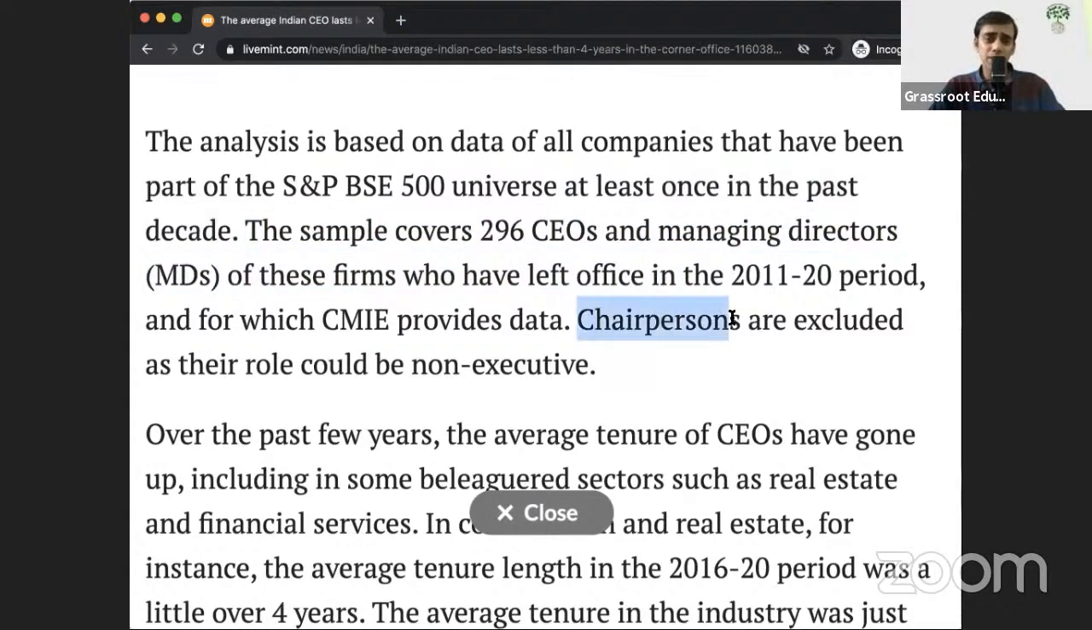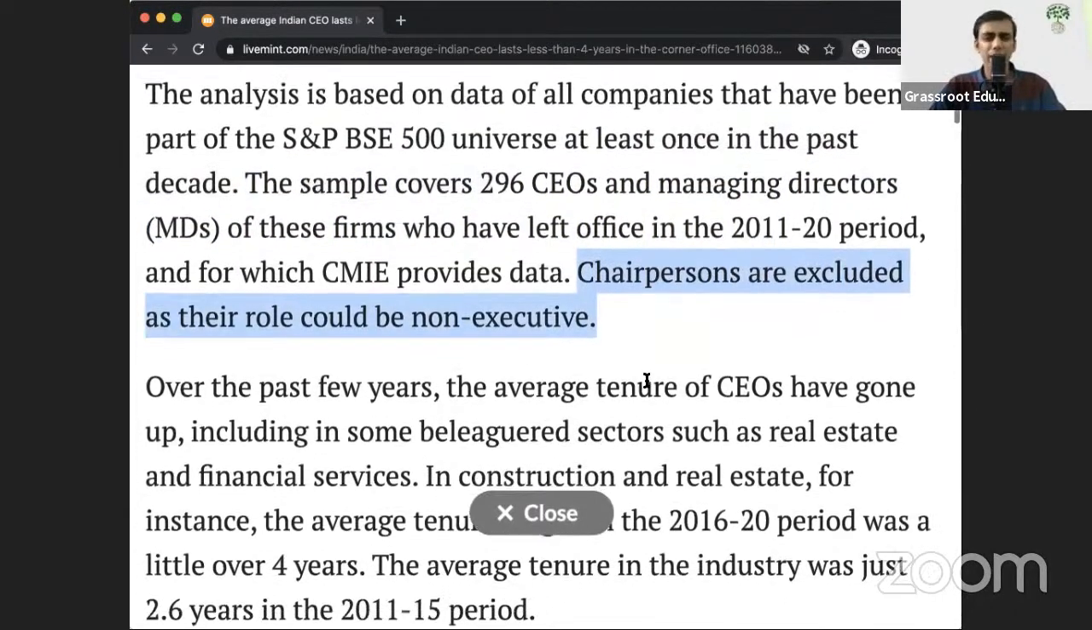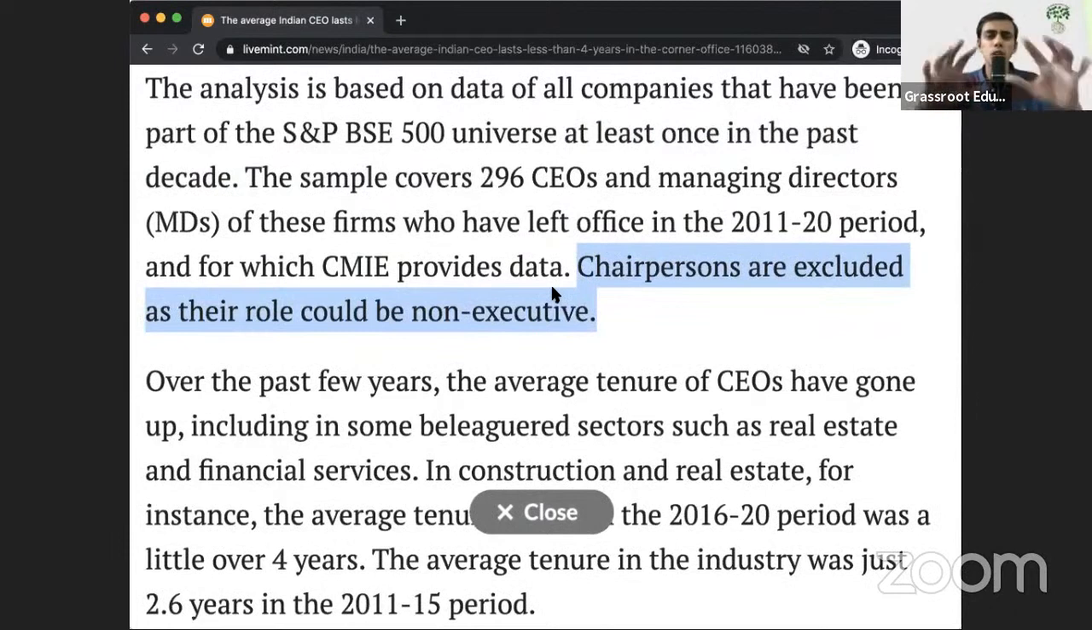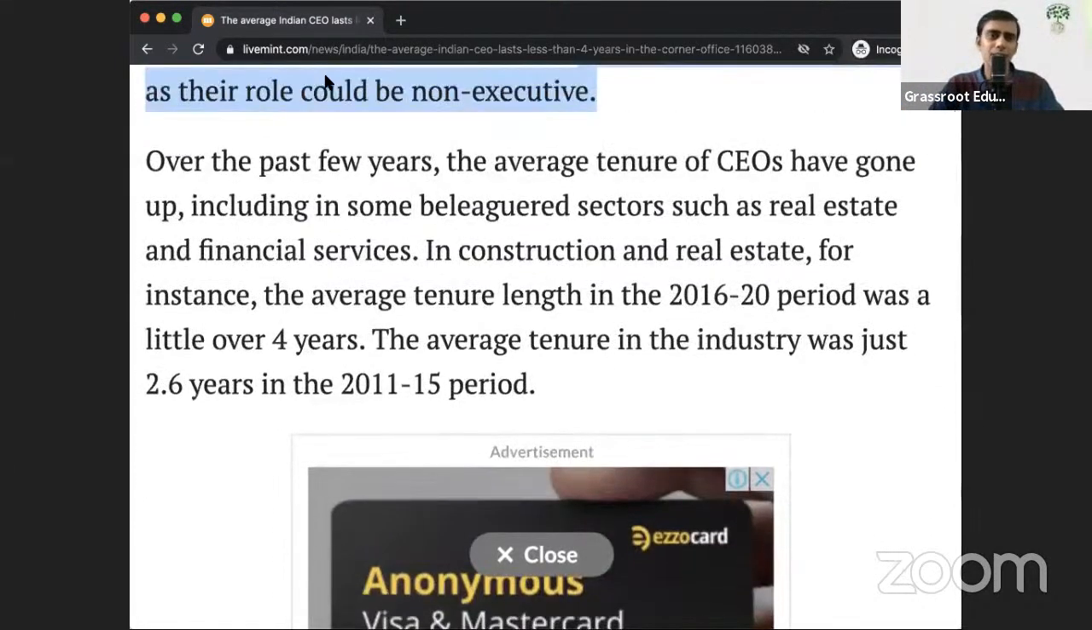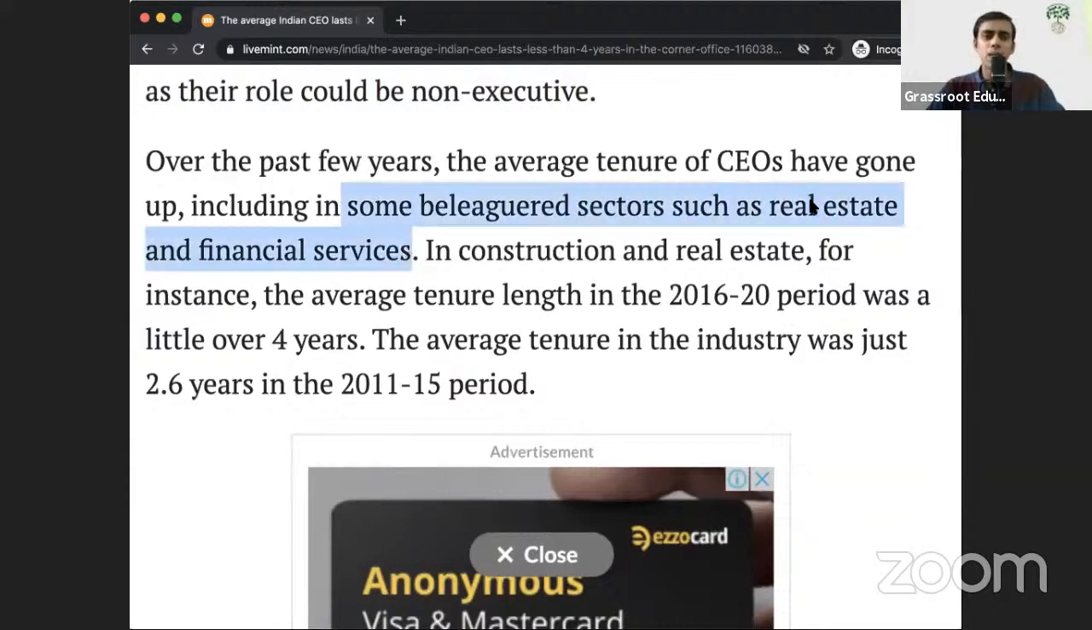Okay, chairpersons are excluded as their role would be non-executive. So this is basically saying who are the considerations set in this particular analysis. Now, over the past few years, the average tenure of CEOs have gone up. Okay, so it has increased a little, to be fair, including in some beleaguered sectors such as real estate and financial services. What do you mean by this?